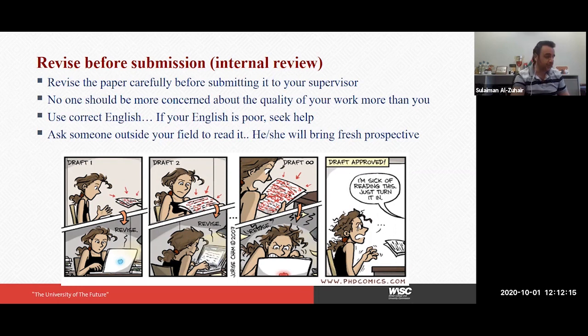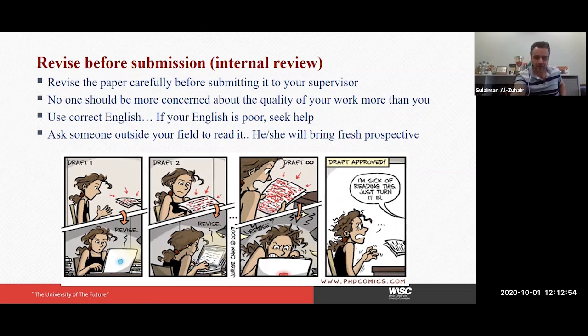The university here has an English editor service in the library where you can send your papers, and a professional or a native English speaker will read your paper and comment on your English. That's fine, and that enhances the chances of publication. It's always good to ask someone outside your field to read it, because sometimes people in the field understand it even if it is not well written, because they know it. But if you ask someone from outside the field to read it, he or she can give you feedback that you may not get from people in the field.